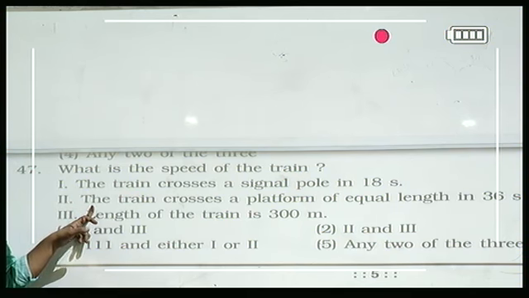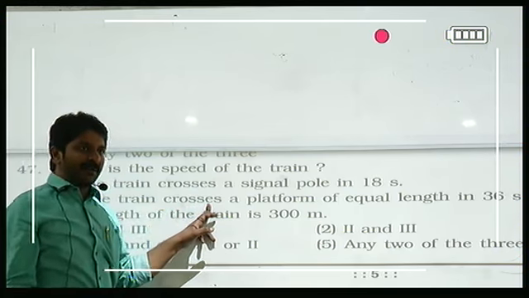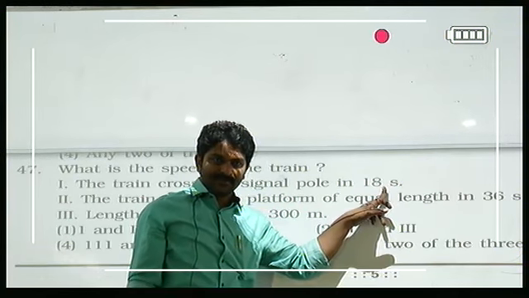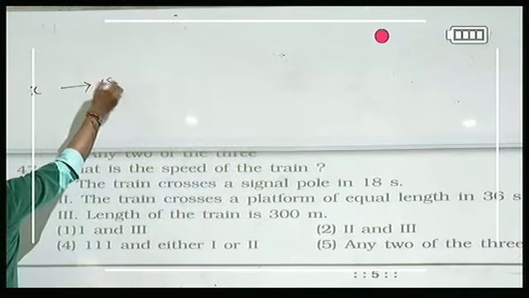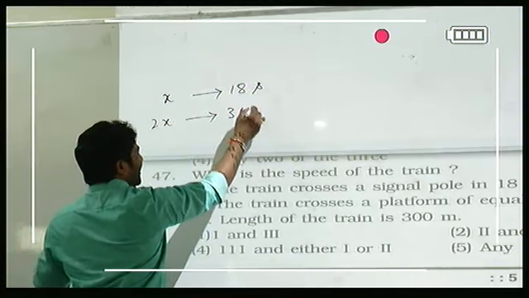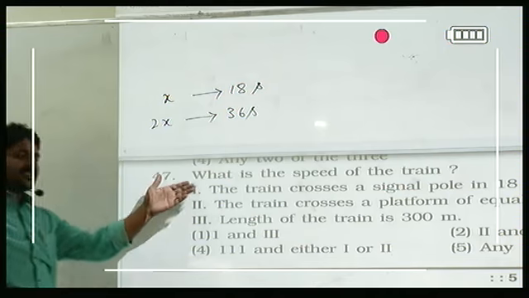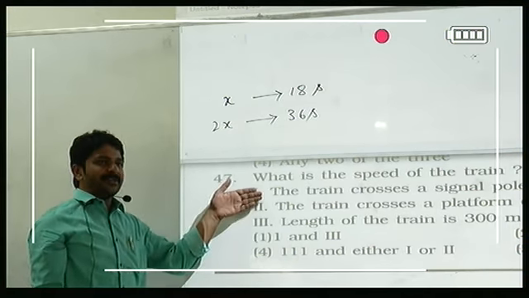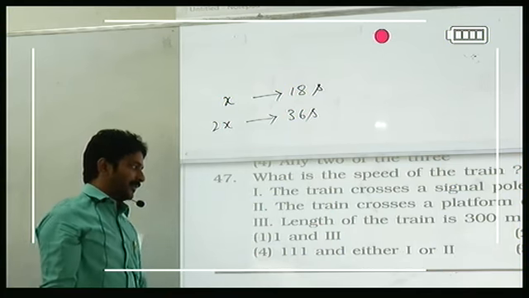1 and 2? No. Equal length, so the distance got doubled. Obviously the time will be 2 times the time in the first case. To cover x meters, if it takes 18 seconds, to cover 2x distance it will definitely take 36 seconds. They need not mention that. So the first information and the second information have no difference. The same information got repeated in another form. No useful information.